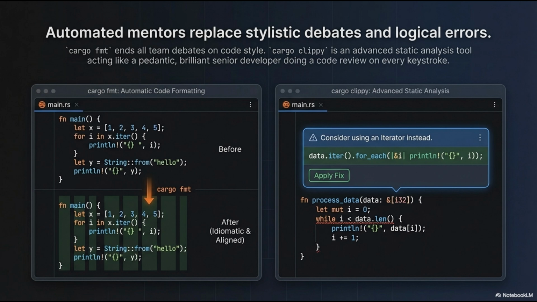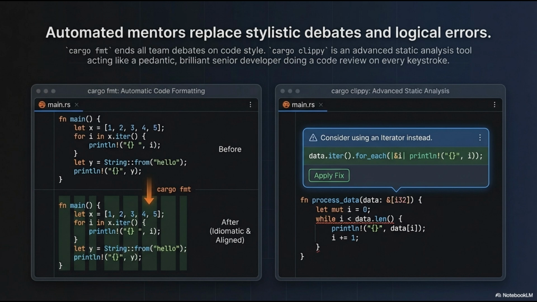So it's actively trying to make you a better Rust programmer. Exactly. If you write a clunky Java-style while loop to iterate over an array, Clippy won't just tell you it's ugly. It will explicitly suggest rewriting it as a Rust iterator, and it will often provide the exact line of code to replace it with. Wow. It's truly like having an incredibly pedantic but brilliant senior Rust developer doing a code review on every single keystroke. Okay, so we have this unified, powerful tool chain.